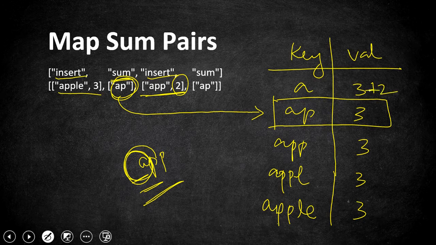Because if suppose we are asked a question to sum up all the values for prefix A, then it directly looks up A and returns its value. So we are updating it beforehand. Here comes AP. AP is also going to be updated by 2, and APP is also going to be updated by 2. So now we have set all the sums already calculated for these prefixes.